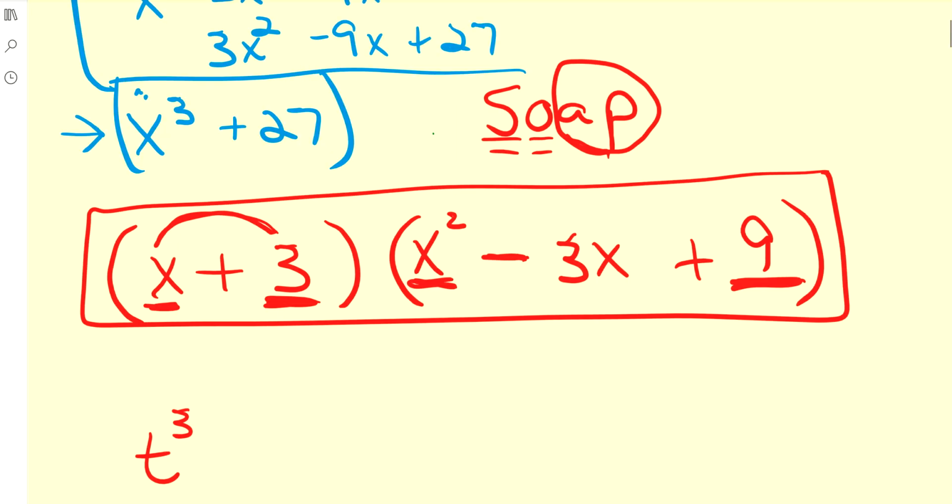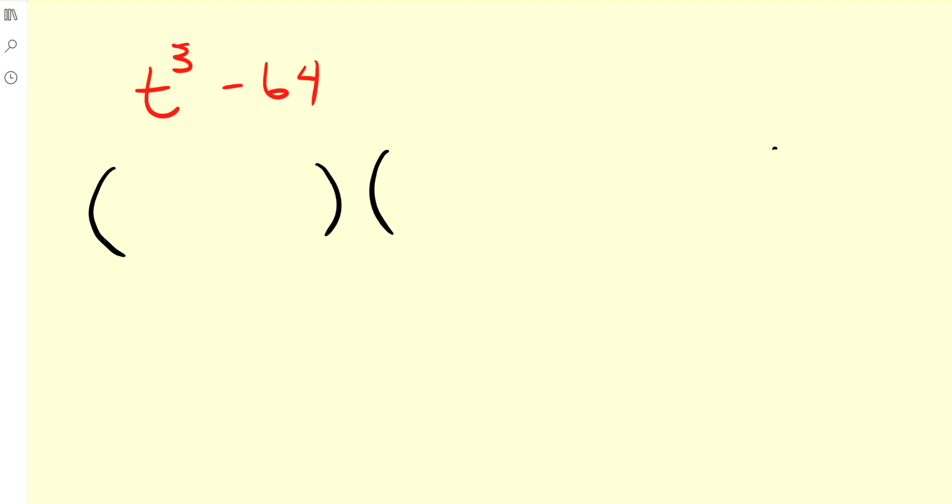So I'll do example 10. Example 10 is t cubed minus 64 this time, and I want to factor this. It's the difference of two cubes. All right, first and foremost, what is important? That it comes from a binomial times a trinomial.